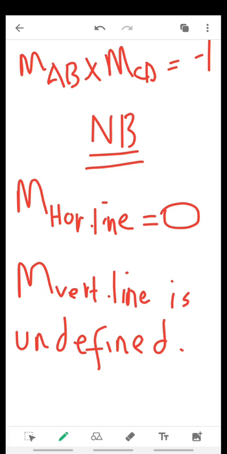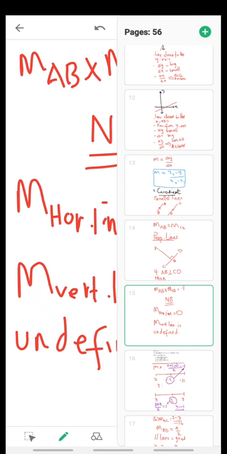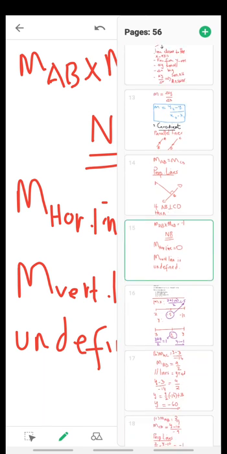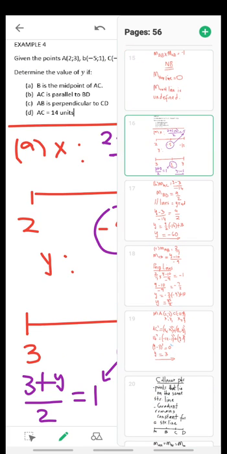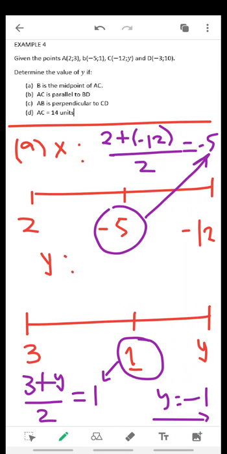Then what about the gradient of a vertical line? Vertical to what? This is perpendicular to the x-axis or parallel to the y-axis. The gradient will be undefined. Why is it undefined? Because there is no change in x. Change in x is 0. Division by 0 is undefined. Okay.